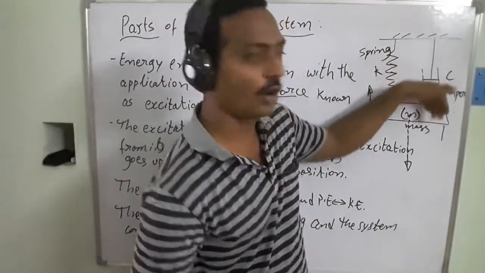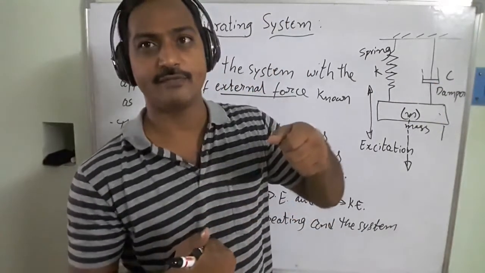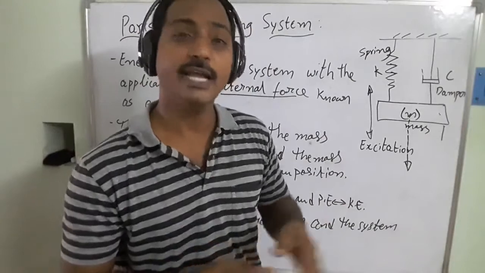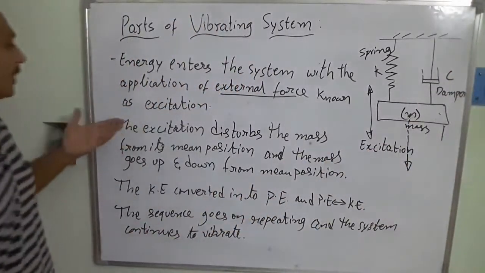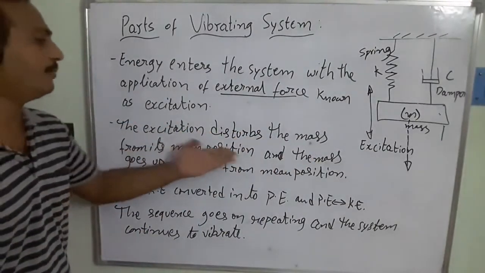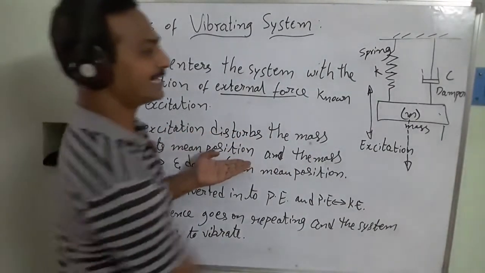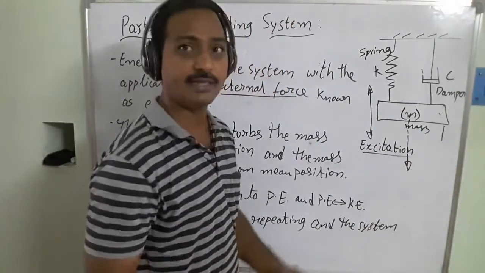It's trying to move in the downward direction. This damper is going to be elongating itself, and heat energy is going to be generated within that system as per the previous definition. So that's what he's saying: the excitation disturbs the mass from its main position. When I am applying the force, that means external excitation. Excitation is nothing but the external force.